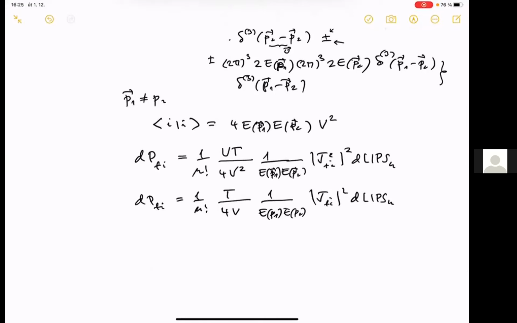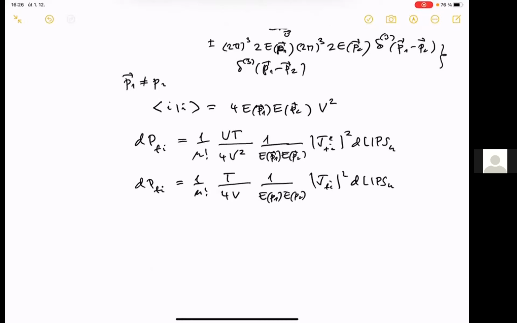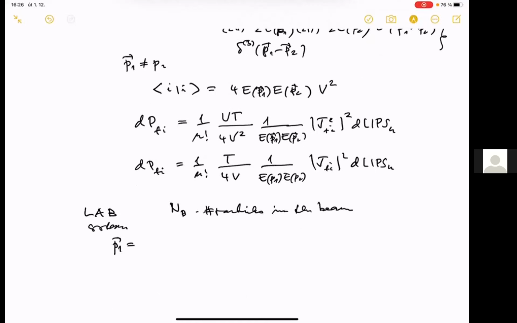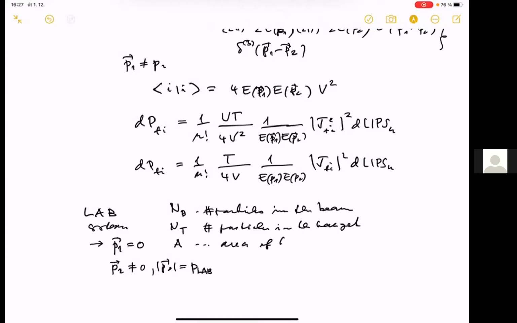And now, how is the differential cross-section defined? Okay, suppose that we have a scattering experiment in which we have N_B particles in the beam. This is the number of particles in the beam. And suppose that we are in the so-called laboratory system, in which of the two colliding particles, one is at rest. So, say p1 is 0 and p2 is non-zero, and this p2 will have absolute value, which we call p_lab, laboratory. Okay. A typical scattering experiment is that this particle at rest corresponds to some target, and let us suppose that we have N_T particles in this target. So this is the number of particles in the target. And suppose that this target has a geometrical area A. So this is the area of the target.